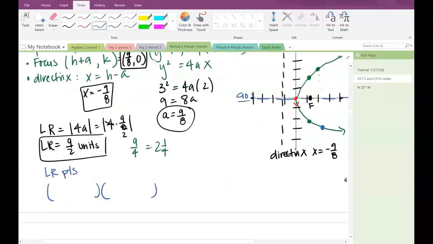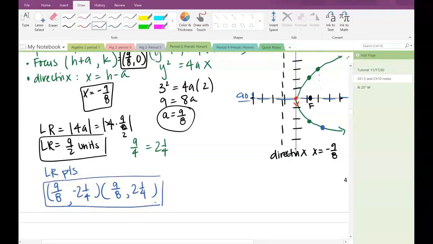The x will be the same as the focus x, so both of them will have 9/8. Now all we have to do is add 2.25 to the y coordinate of the focus and subtract 2.25 from the y coordinate of the focus. Okay, add and subtract 2 1/4 from the focus. So while the focus is at 0, the y coordinates are going to be negative 2 1/4 and a positive 2 1/4. So those are our 2 points for the latus rectum.